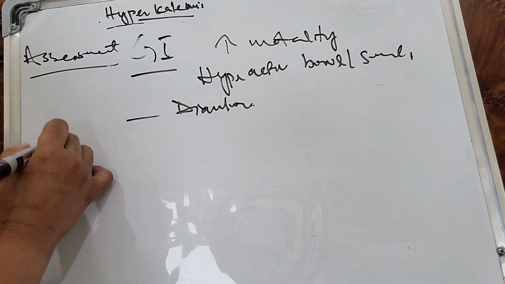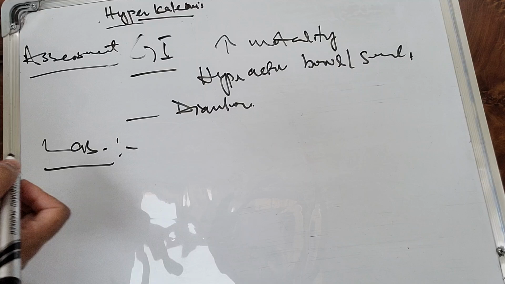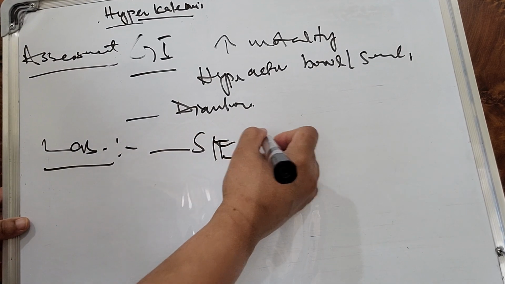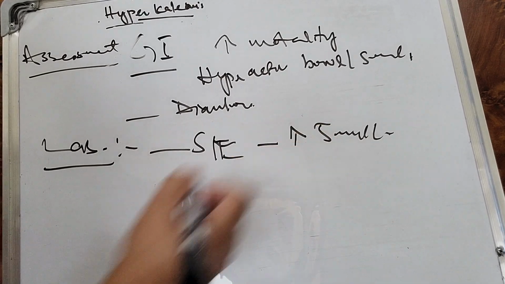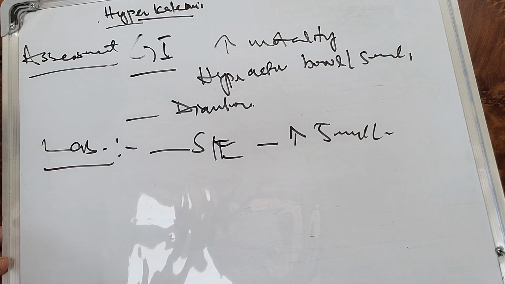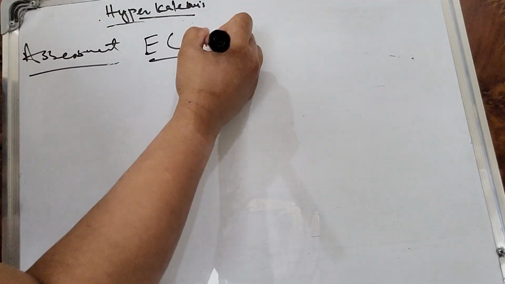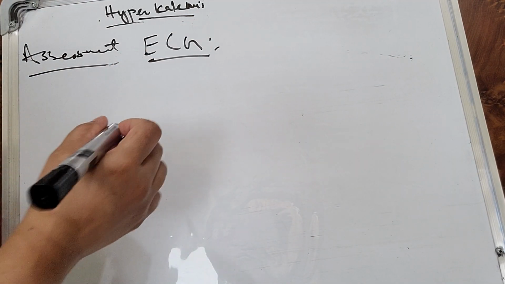Then the lab findings, how will we diagnose? First of all, we will check the serum electrolytes. If the potassium is more than 5 millimole per L, it means the patient has hyperkalemia. Then we will talk about the ECG. How will we check the ECG in a hyperkalemia patient?